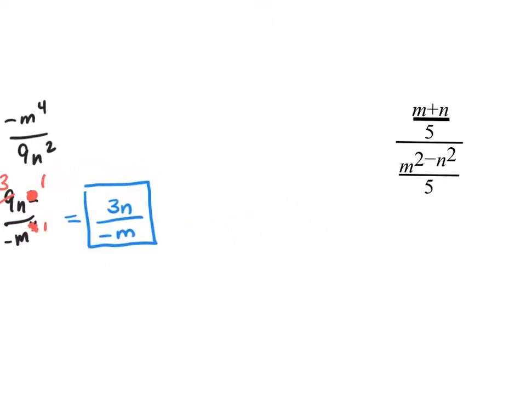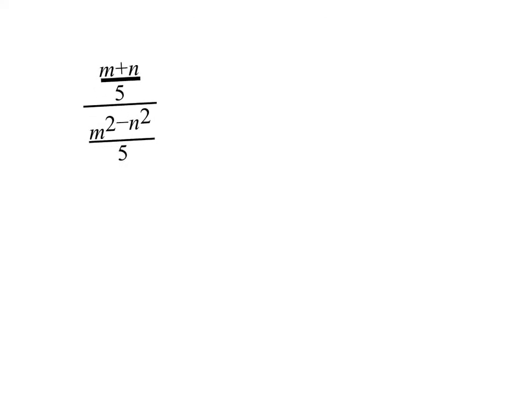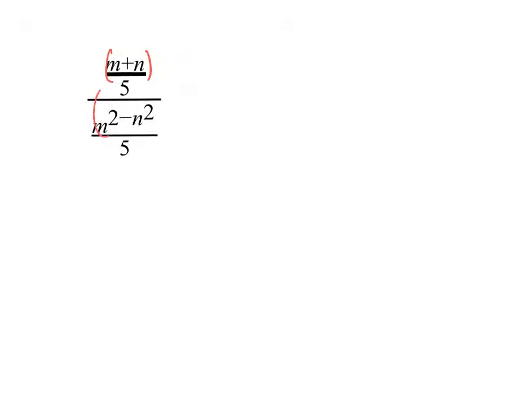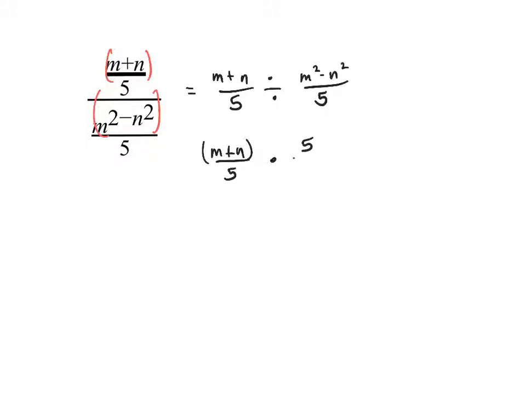Okay, let's look at another one over here. Now this one, we also have everything added together. Even though there's a plus sign, it's already a single rational expression. So it's already 1 over 1. So we can turn this to m plus n over 5, divided by m squared minus n squared over 5. And then when we do the reciprocal, you'll see some things will cancel out. We have m plus n over 5 times 5 over m squared minus n squared.